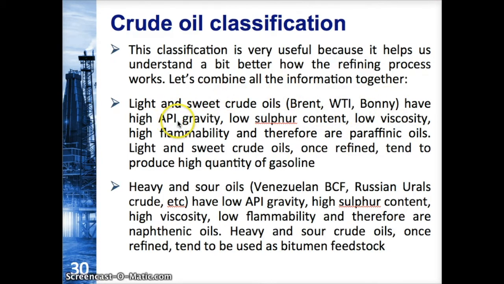They have a high API gravity, low sulfur content, low viscosity, high flammability, and therefore are referred to as paraffinic oils. They're great because they produce high quality gasoline, which makes them very valuable, as you can imagine. On the other end of the spectrum, heavy sour oils, Venezuelan and Russian crude oils. They have a low API gravity, high sulfur content, high viscosity, low flammability, and therefore are referred to as naphthenic oils. And the heavy crude oils are very low in value, and tend to be used as bitumen feedstock.